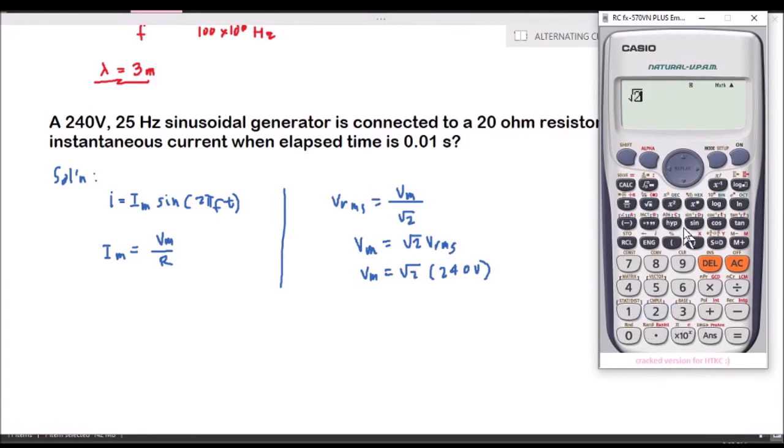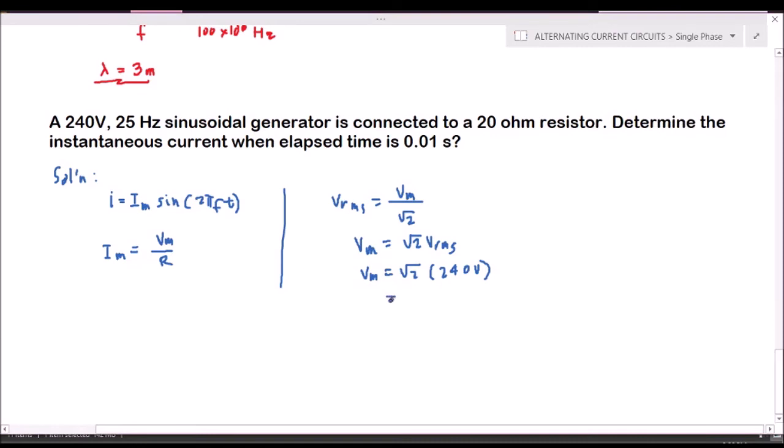So let's have our calculator solve this one. So we have square root of 2 times 240 volts. This is equal to 339.41. So store that one. Shift store. So this is 339.41 volts. Then we would substitute our peak voltage to this equation, so we can solve our peak current. So our peak current is equal to Vm, 339.41, over the resistance, which is 20 ohms. So this is basically Ohm's law.